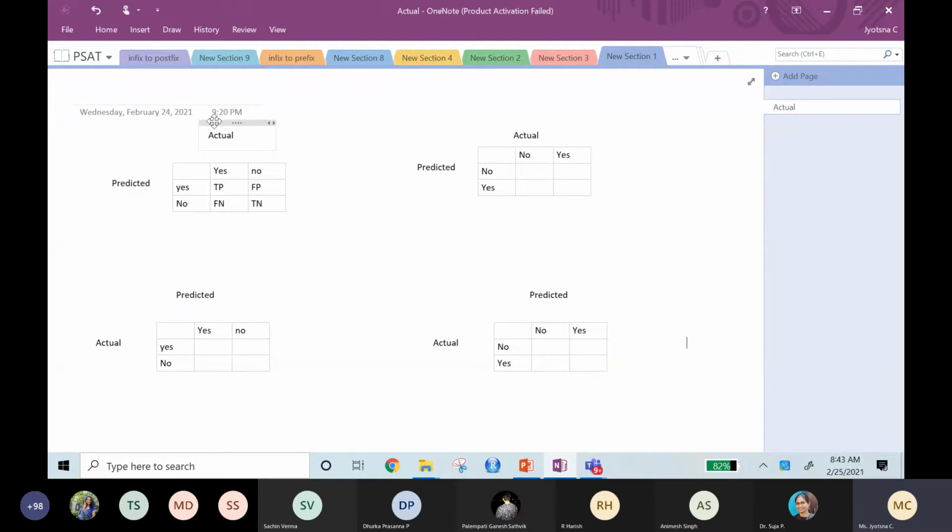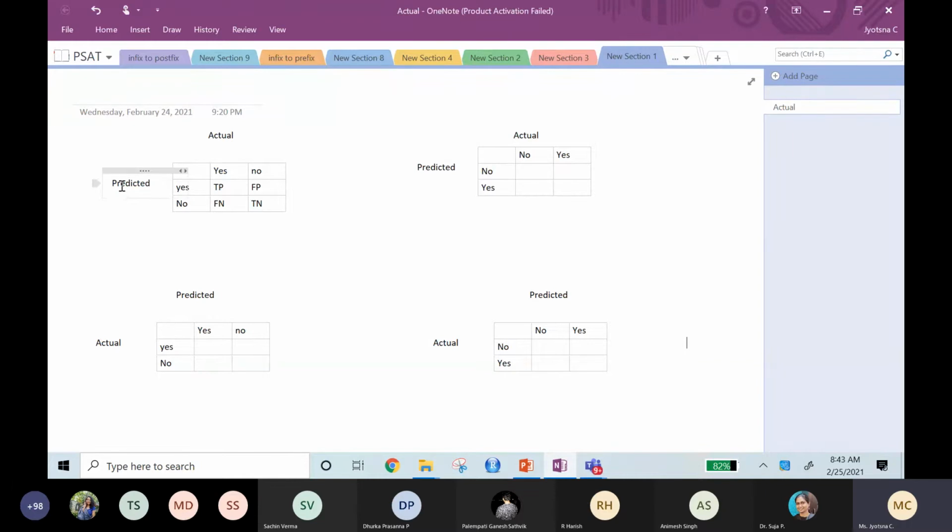Maybe sometimes actual can be here, predicted can be here, and in actual itself, yes or no, I can write in a different way, no, yes. And predicted here, actual here, and yes or no, or no, yes. Whichever way it is written, you should remember and write it properly, which is true positive, which is true negative, false positive, false negative. You should be able to identify it correctly. So we will try to fill these things now.